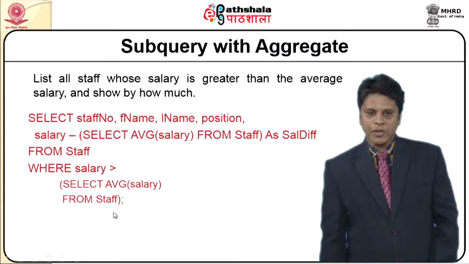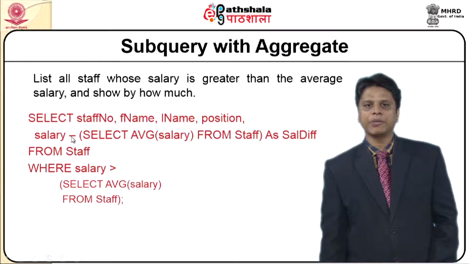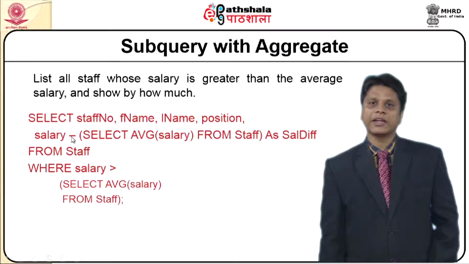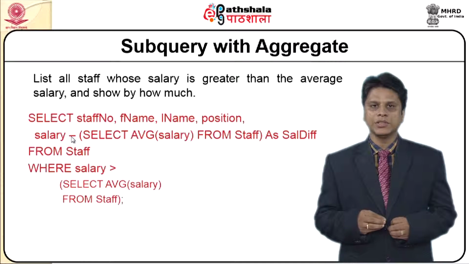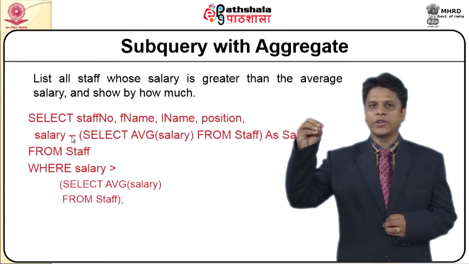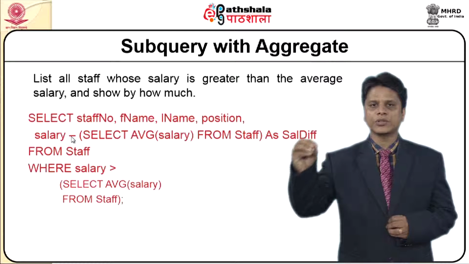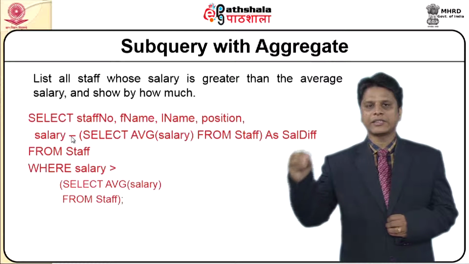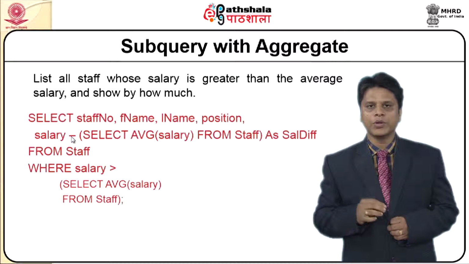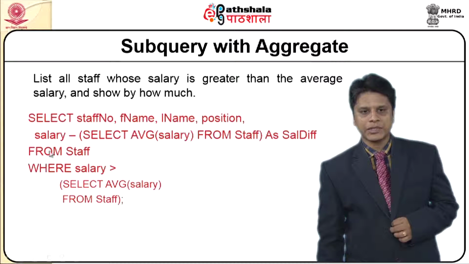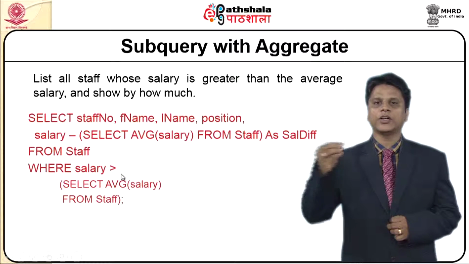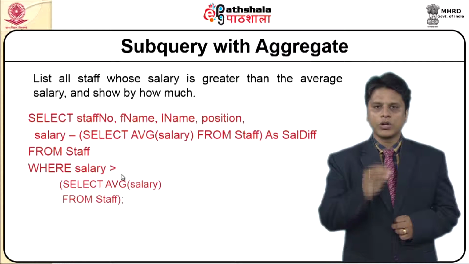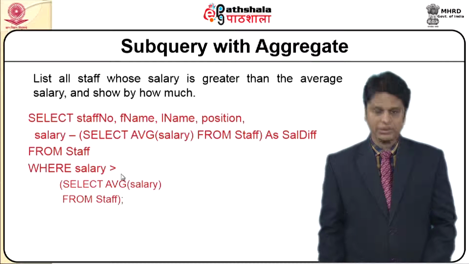If I have not mentioned this particular constraint, then there may be chances of getting a negative salary difference also. People who are getting a salary of 9,000 when the average salary of the entire table is 17,000, 9,000 minus 17,000 would fetch a negative value. So for those reasons, I am projecting this so that anybody with a salary greater than the average salary alone will be considered for this query.